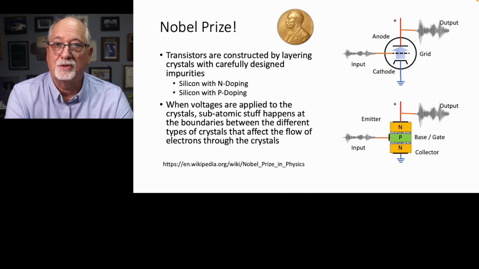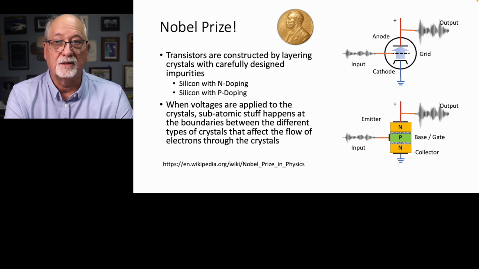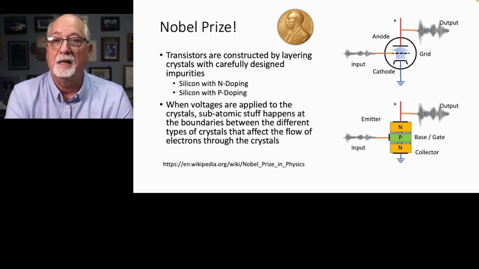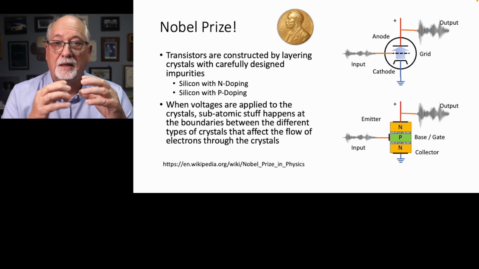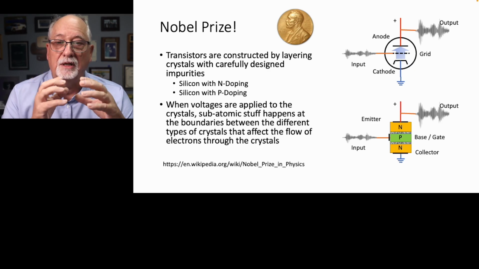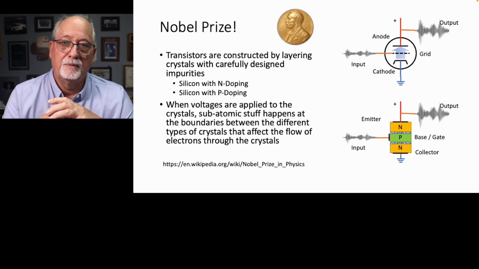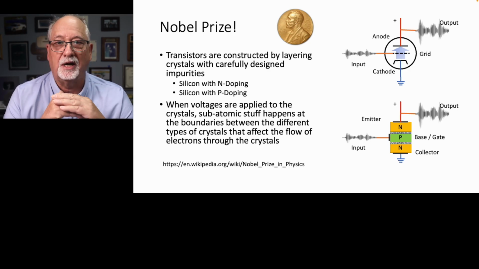Here's the basic picture of a Nobel Prize. You can create a transistor by taking some silicon with a particular kind of doping and a silicon with different doping and touching them. And so when voltages are applied to these crystals, subatomic stuff happens at the boundary that allows electricity to flow from one to the other. So it's actually at the boundaries, right? When these two kinds of material touch, that's what creates the transistor.